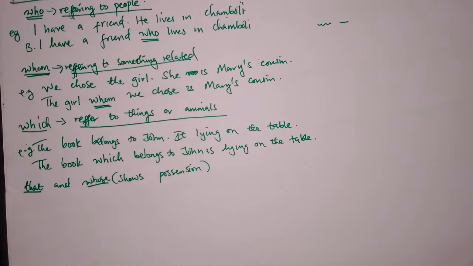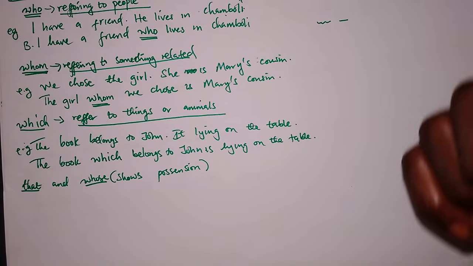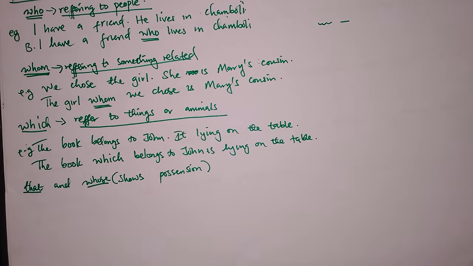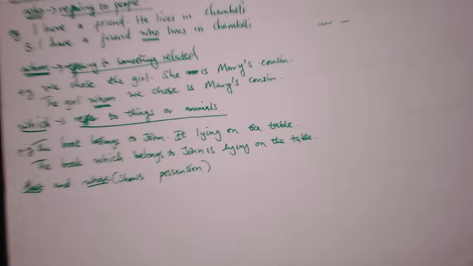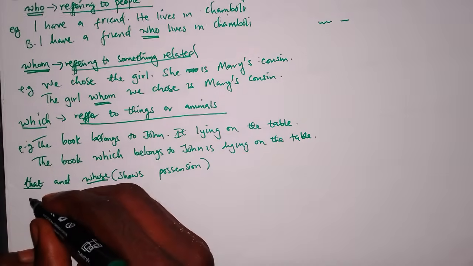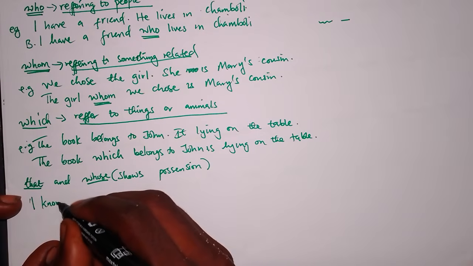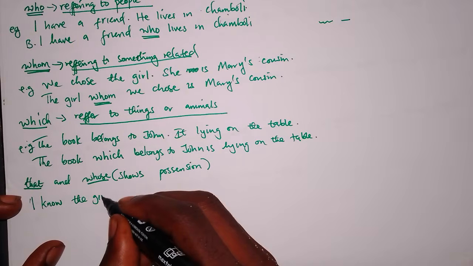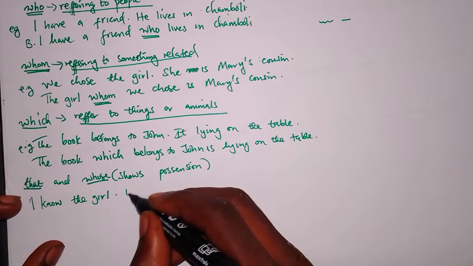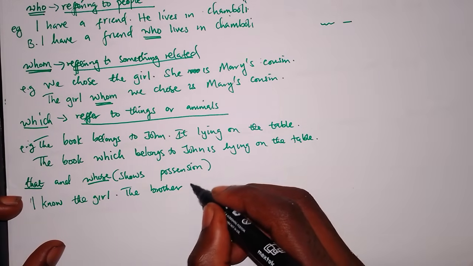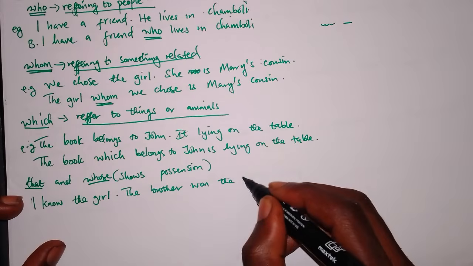What do we mean? When we are using whose in a sentence, we mean that something belongs to someone. That's why we say whose. An example I can give you is, let's say I've been given a question like, I know the girl. Full stop. The brother won the championship.